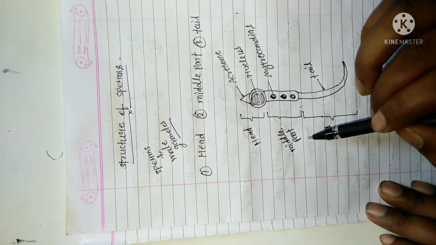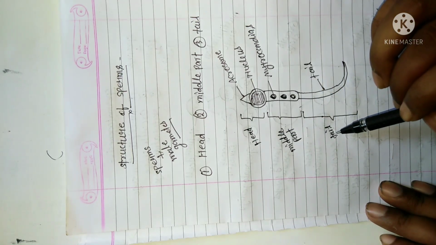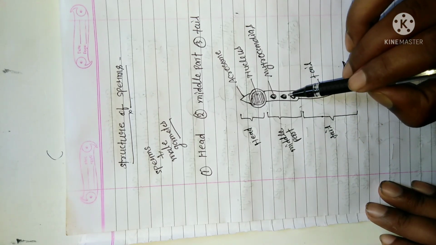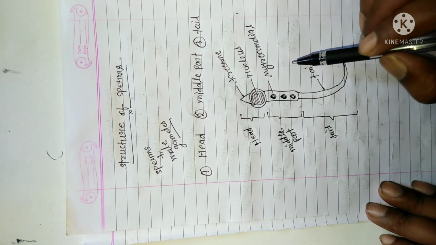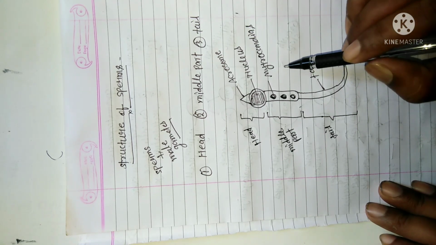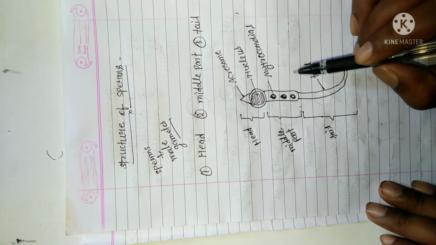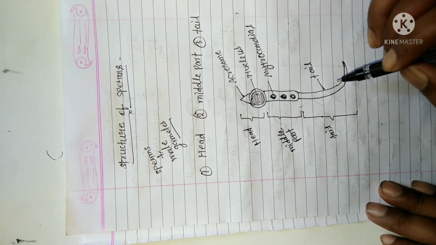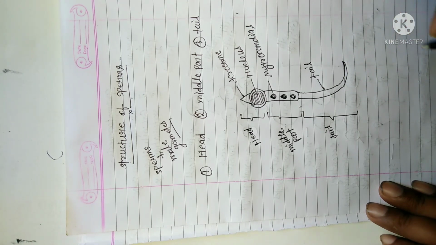Mid part between the head and tail is called middle part of the sperms. In the middle part of the sperms, mitochondria is found, which provides energy to sperms for moving. And the tail is the longest back part of the sperms.